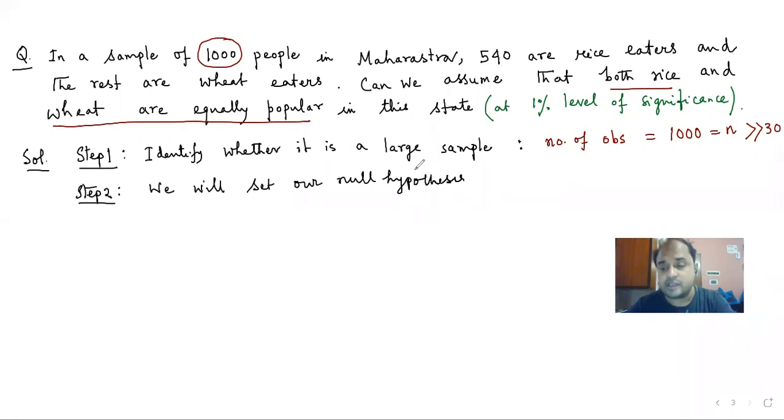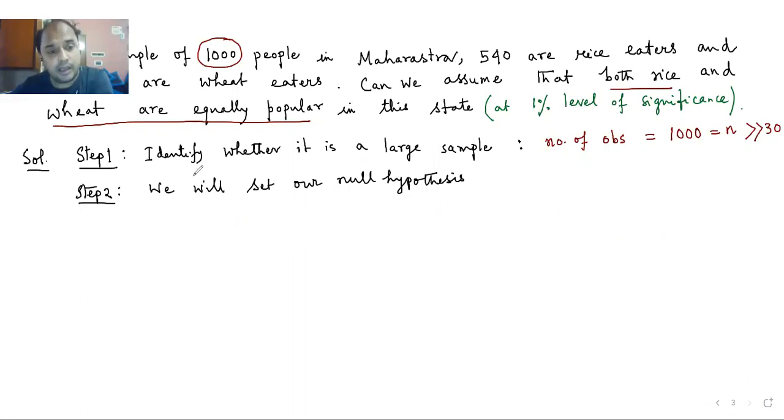Okay, in the previous class, this particular step, our current step 2, was actually step 1, but I had not analyzed the situation of it being large or small. I didn't introduce that part. But now, if I ask you to do the previous problem, you have to go for step number 1 as the identification. Okay, so we will set our null hypothesis first of all.